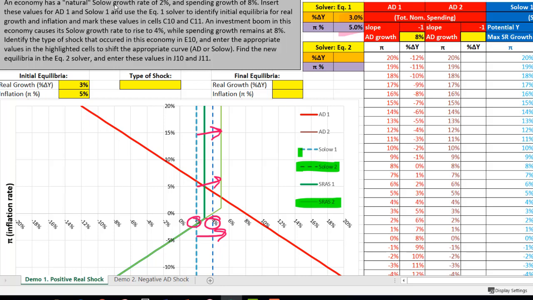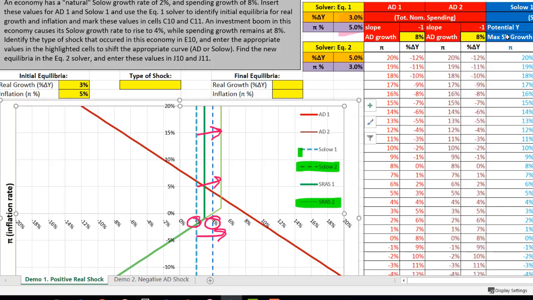Okay, now spending growth remains the same, it says. So let's keep that for AD2. Let's keep that at 8%. So that doesn't change. And if it did change, that would shift the AD curve, but now we're not changing it, so we're on the initial AD curve, right? So we're still on AD1. So where does equilibrium occur now? Well, again, that's where AD meets the short run aggregate supply curve, the new short run aggregate supply curve. So we're going to be right here.